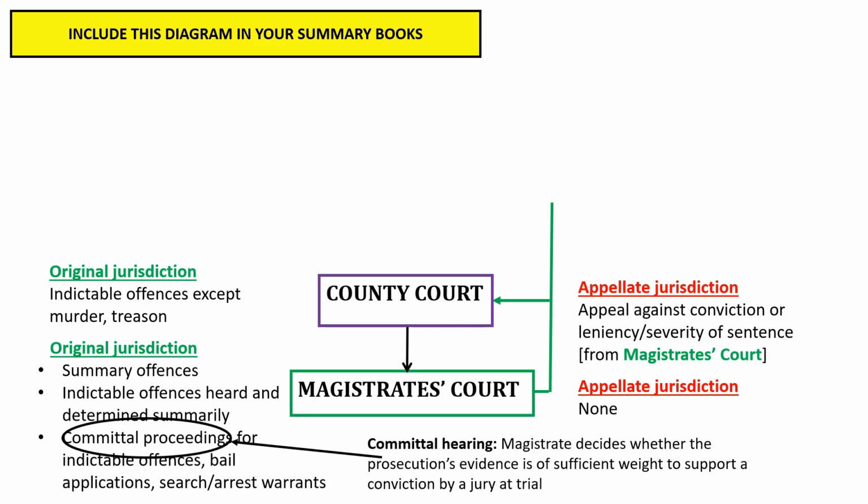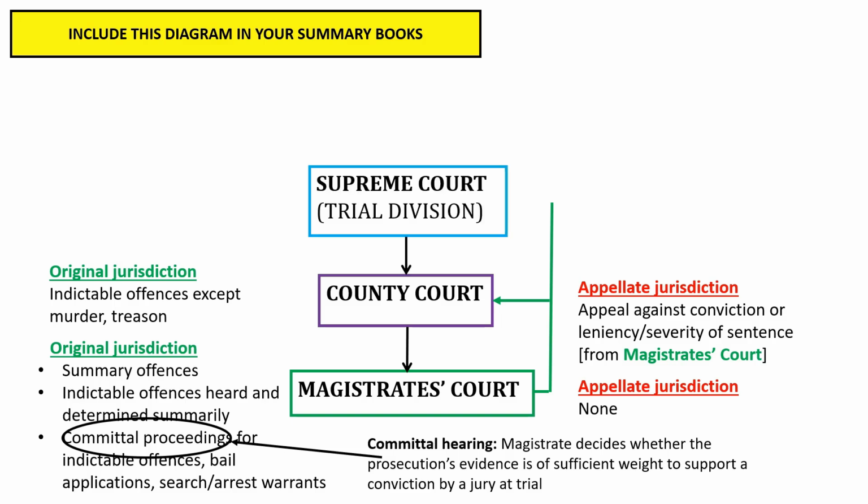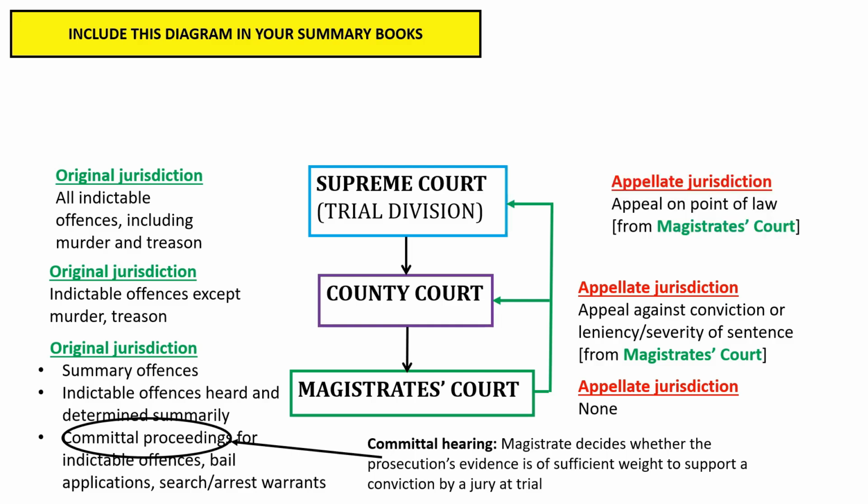Moving yet further up the Victorian criminal court hierarchy, we come to the trial division of the Supreme Court. The trial division has original jurisdiction to hear all indictable offences, including the most serious indictable offences, which are murder and treason. In addition to having an original jurisdiction, the trial division also has an appellate jurisdiction.